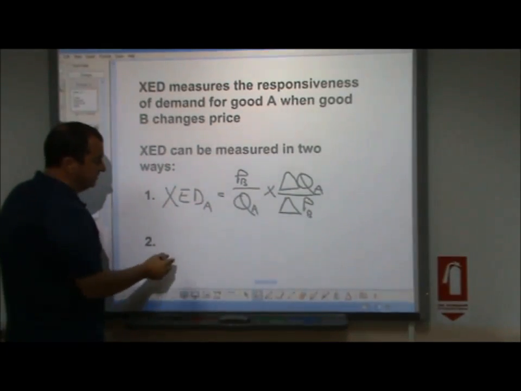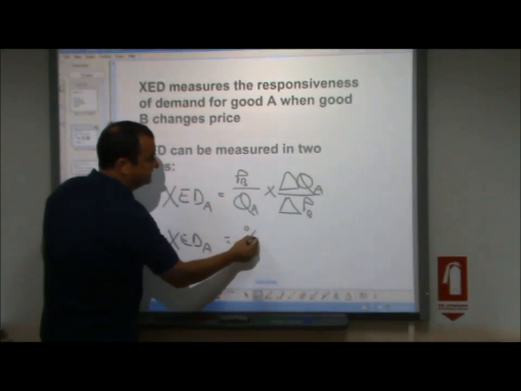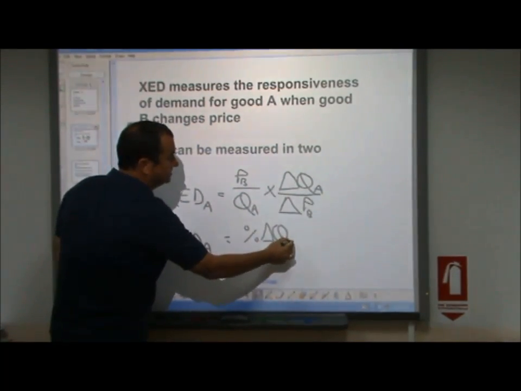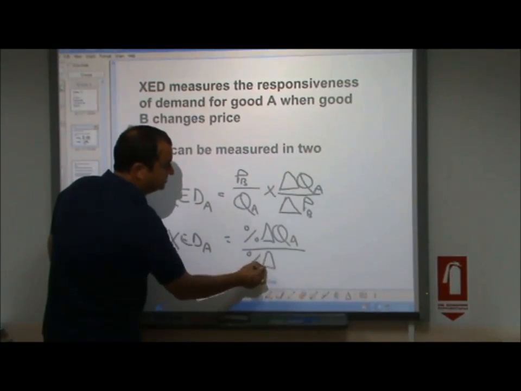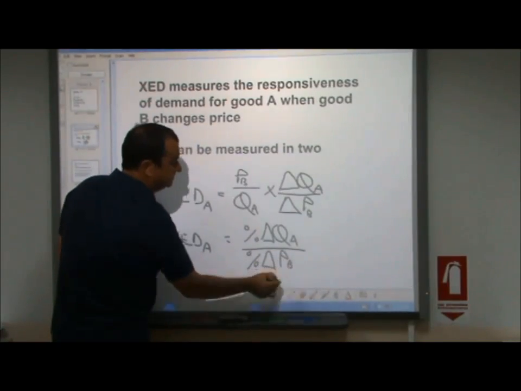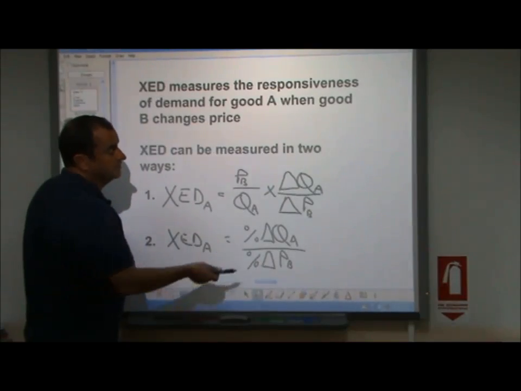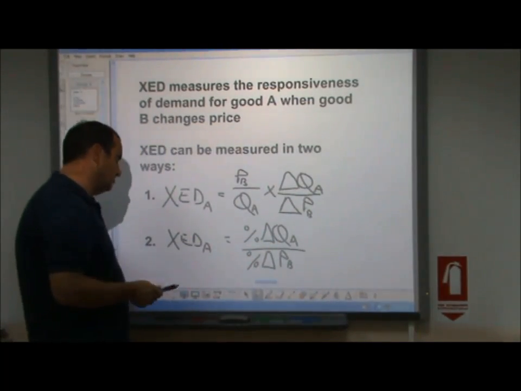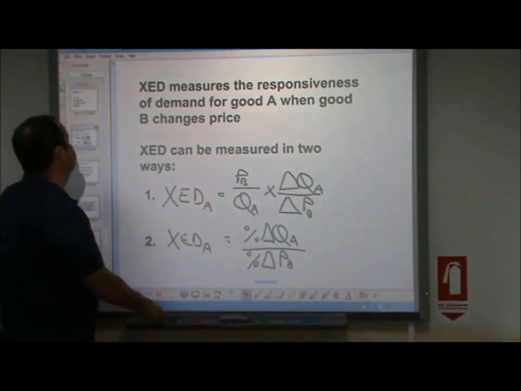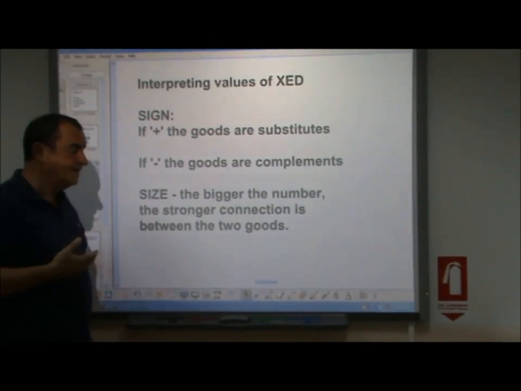The other equation we can use, cross elasticity of demand for good A, is percent change in the quantity of A divided by percent change in the price of B. Again, it's the same equation as with PED, but we're looking at good A's quantity and good B's price change. Okay, so that's how we calculate the value of XED.